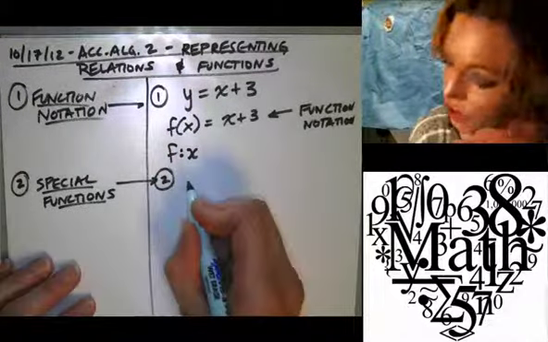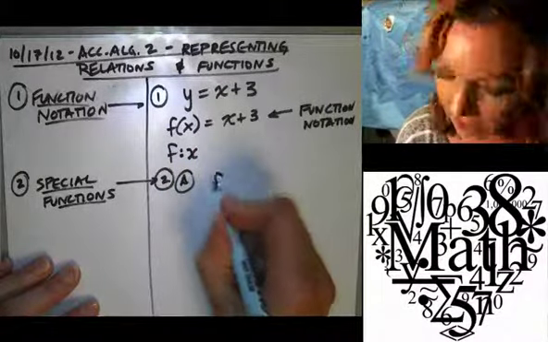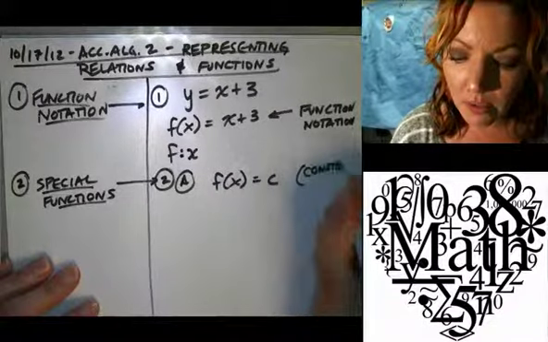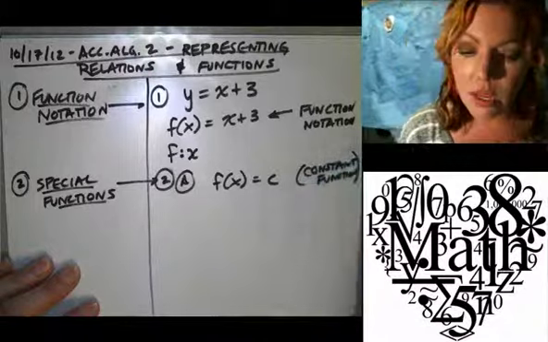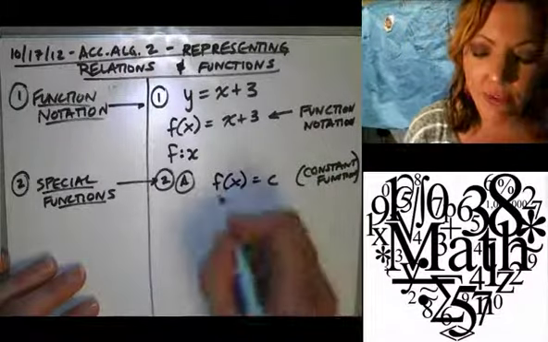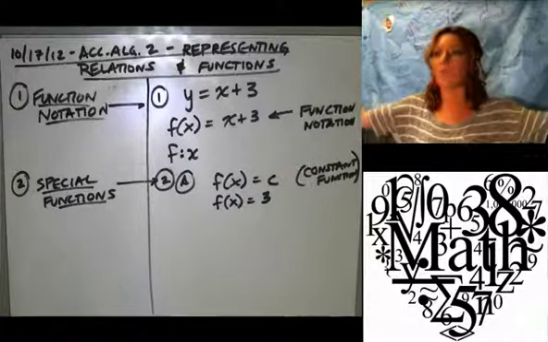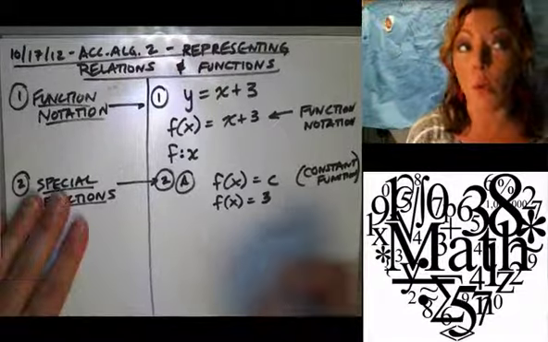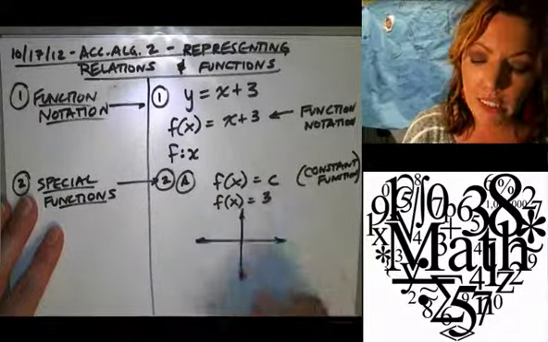All right, so the first one is f of x equals c. So this is a constant function. An example would be f of x equals 3, where it's just a number by itself. That's the same thing as y equals 3. So does anybody remember, if we were going to graph it, how we would graph y equals 3?